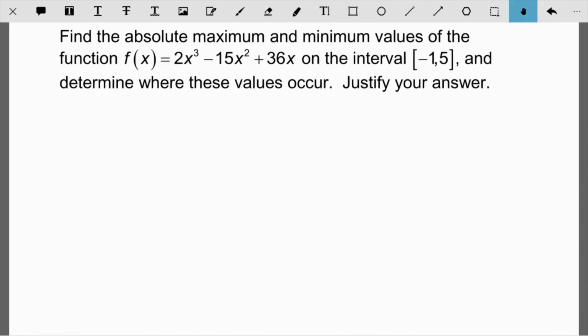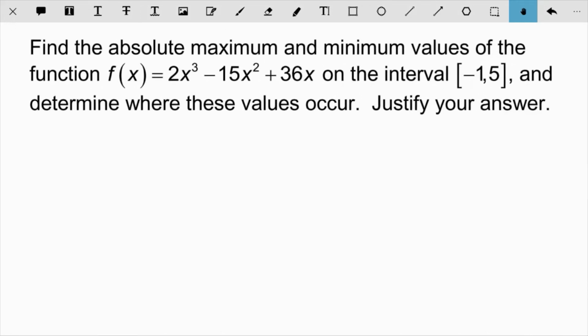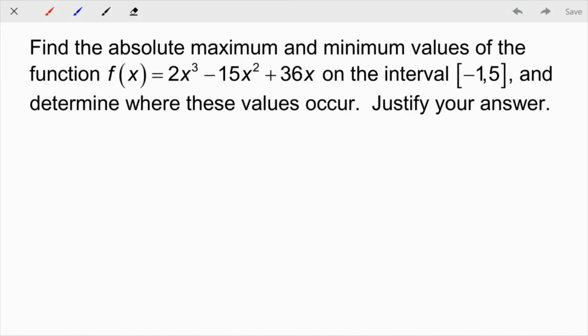So this question says, find the absolute maximum and minimum values of this function, it's a cubic function, on the interval -1 to 5, and determine where these values occur, and then justify your answer. This is not difficult to do. Now, notice when it says justify, you might be thinking, okay, well, maybe we're going to have to do some writing here. And the reality is you don't have to do any writing in this scenario.